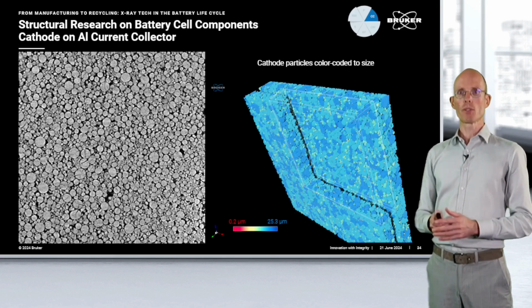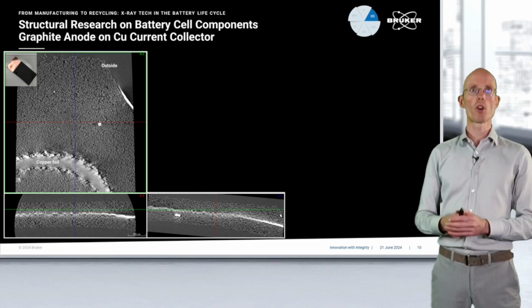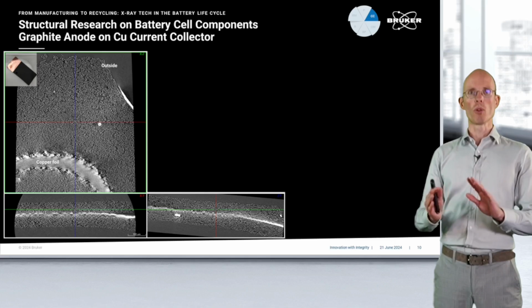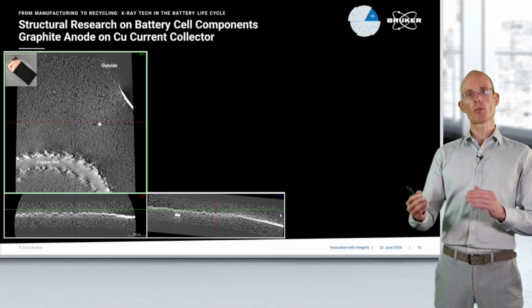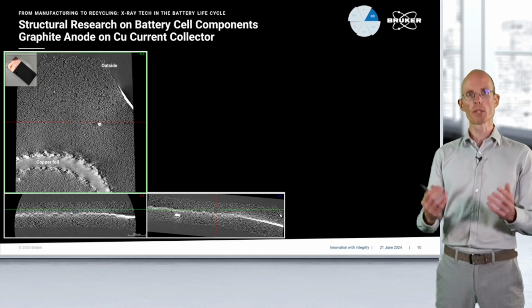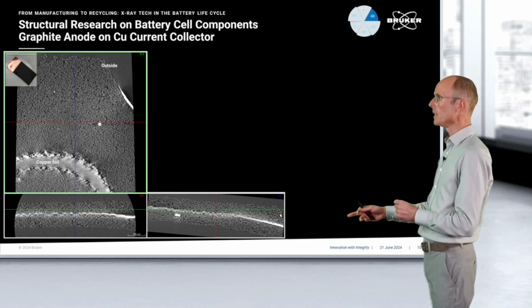And that's for a cathode example. I have also an anode example here, graphite on a copper current collector. That's for X-rays, always a little bit more challenging, because here you have a low dense phase, the graphite, on top of a high dense copper foil. That's always a little bit challenging, but nevertheless you see here very, very detailed information.